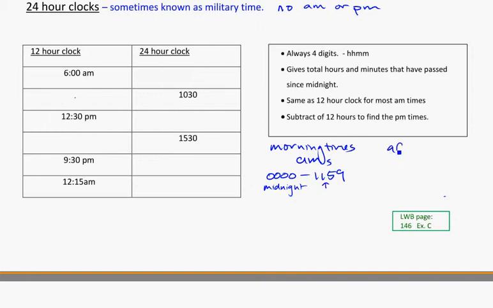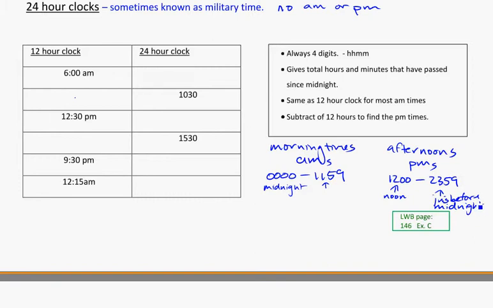And our afternoons, our PMs, they go from 1200 to 23:59. And 23:59, that's 11:59 at night. That's 1 minute before midnight. So then it would crash around back, and we just start counting over again at 0000. So 1200 is noon, and this is just before midnight.